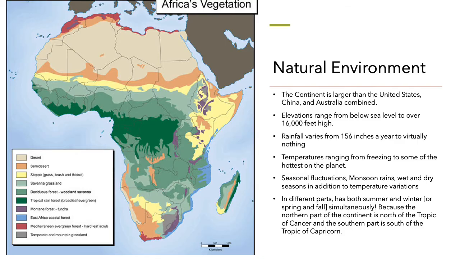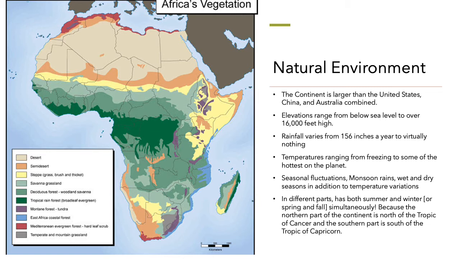One of the things that is important to remember when we discuss the archaeology of Africa is that it is a remarkably enormous geographic space. The continent is larger than the United States, China, and Australia combined. And elevations range from below sea level to over 16,000 feet. Rainfall varies from massive amounts in the tropics to virtually nothing in areas like the Sahara and the Kalahari. And temperatures range from freezing in some of the higher mountain ranges along the eastern Rift Valley area to some of the hottest on the planet.